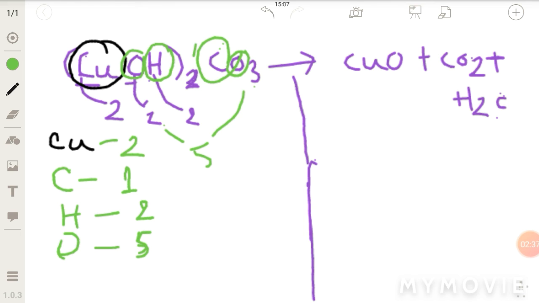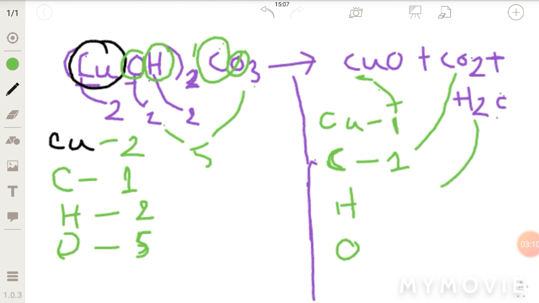Now let us see in the product. So we write here copper, then the carbon, then hydrogen, then oxygen. How many copper we have? We have only 1 copper. How many carbon we have? We have only 1 carbon. How many hydrogen we have? We have 2 hydrogen. And how many oxygen we have? So here it is 1 oxygen, here 2, here 1, 2 plus 1 is 3, here it is 4. So total oxygen we have 4.